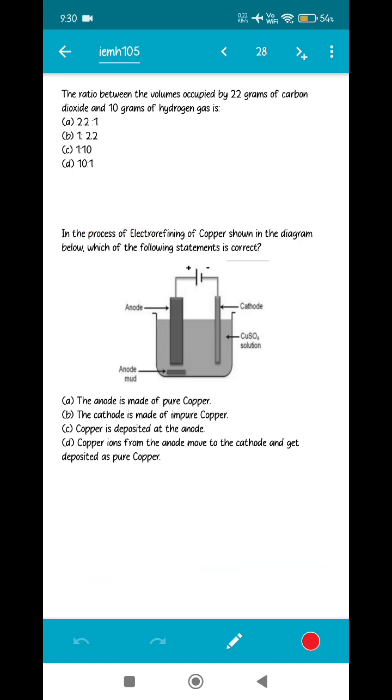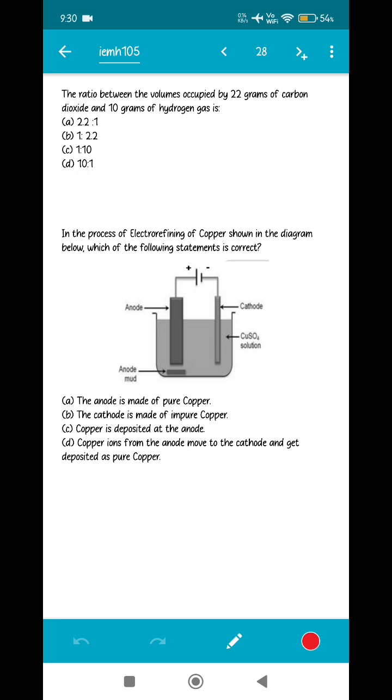So in the last question, we have been provided a diagram for the electrorefining of copper. If you know, electrorefining is a process by which impure metals are refined using the process of electrolysis. So this is a very direct and common question. Let's see. In the process of electrorefining of copper shown in the diagram below, which of the following statements is correct? First of all, the anode is made of pure copper.